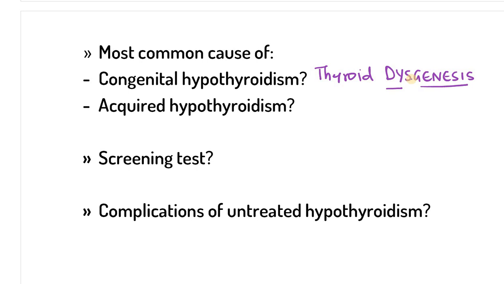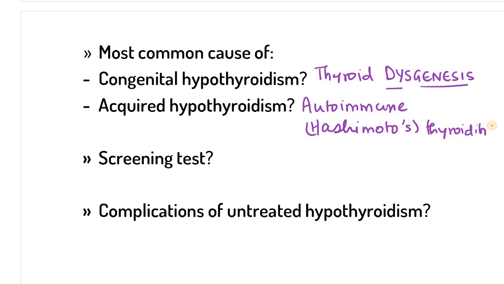Second question, most common cause of acquired hypothyroidism. It is not iodine deficiency. Remember, it is not iodine deficiency, but instead it is autoimmune thyroiditis. What is the name of that autoimmune thyroiditis? Yes, it is Hashimoto's thyroiditis. Overall, the most common cause, even in the Indian population, is autoimmune or Hashimoto's thyroiditis.